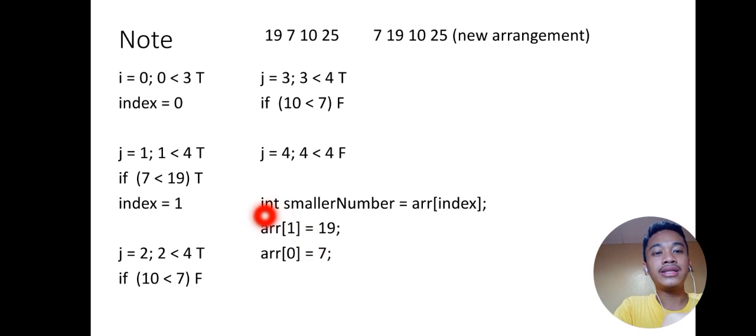So this is the initialization of integer variable smaller number equals to r index. We have r index 1 equals to 19 and r index 0 equals to 7. That is why the 7 would be in index 0 and 19 will be in index 1. So this is the new arrangement of our array right now.